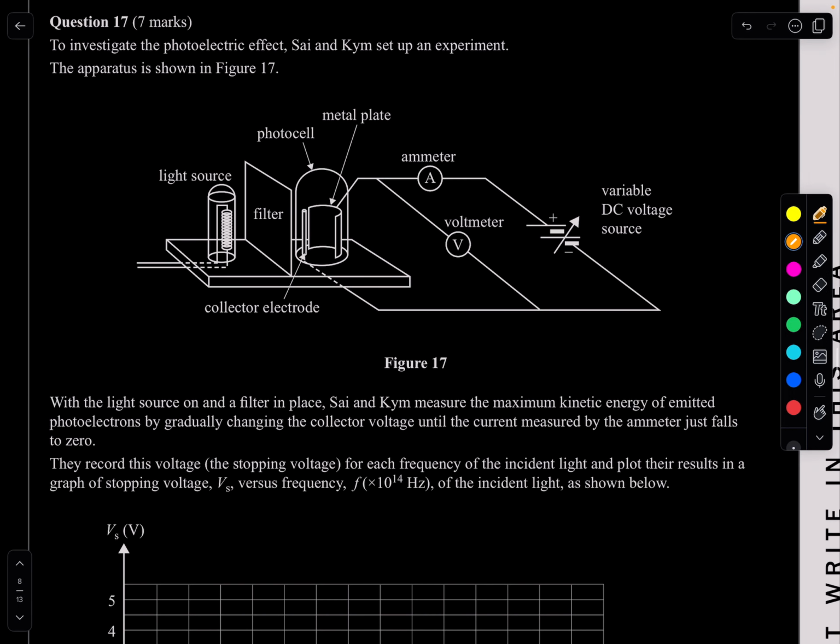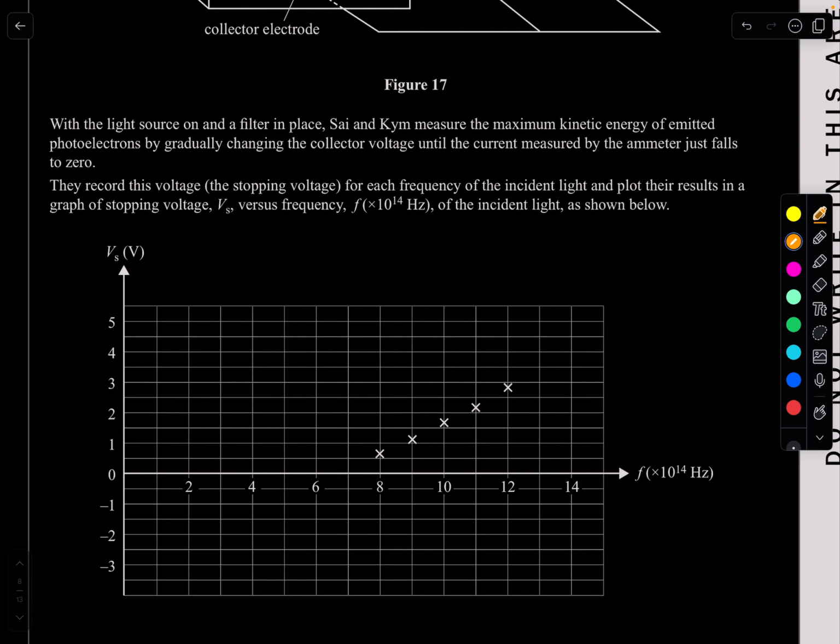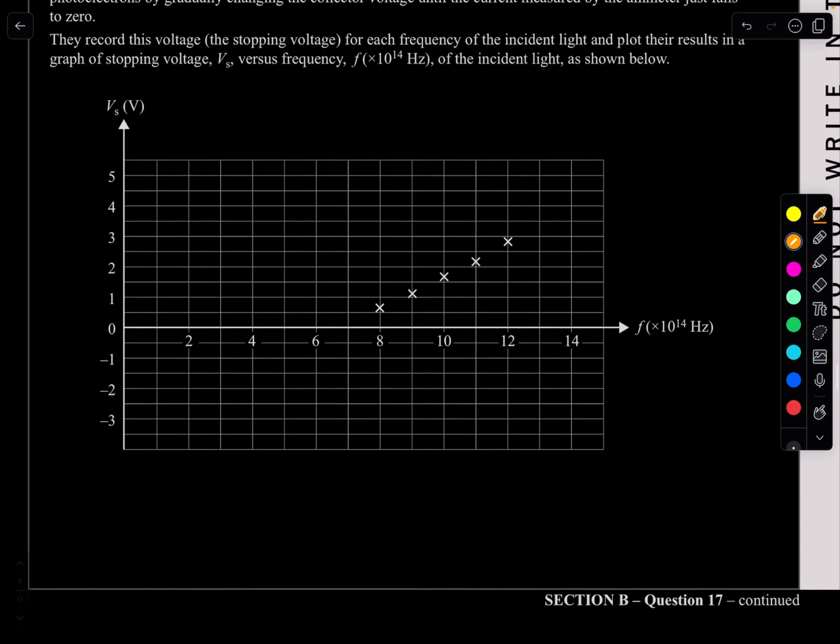Question 17. To investigate the photoelectric effect, Sai and Kim set up an experiment. The apparatus is shown in figure 17. When the light source and a filter are in place, Sai and Kim measure the maximum kinetic energy of the emitted photoelectrons by gradually changing the collector voltage until the current measured by the ammeter just falls to 0. They record this stopping voltage for each frequency of the incident light and plot the results in a graph of stopping voltage versus frequency, as shown.